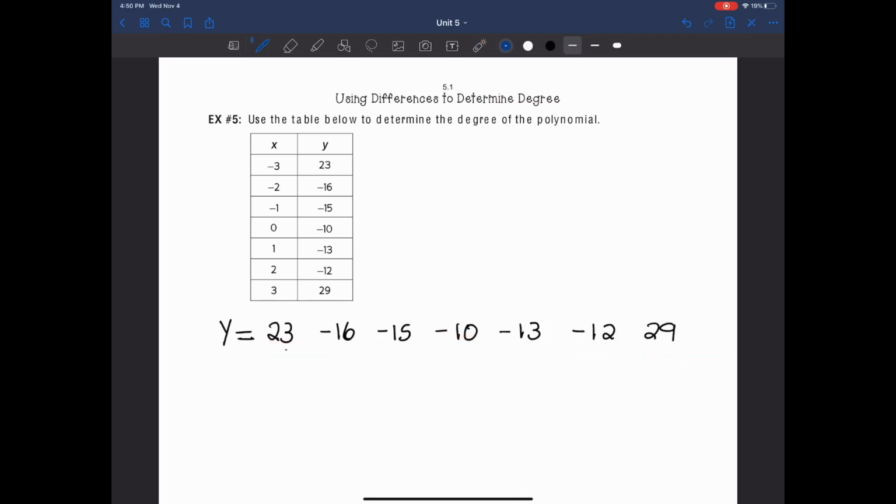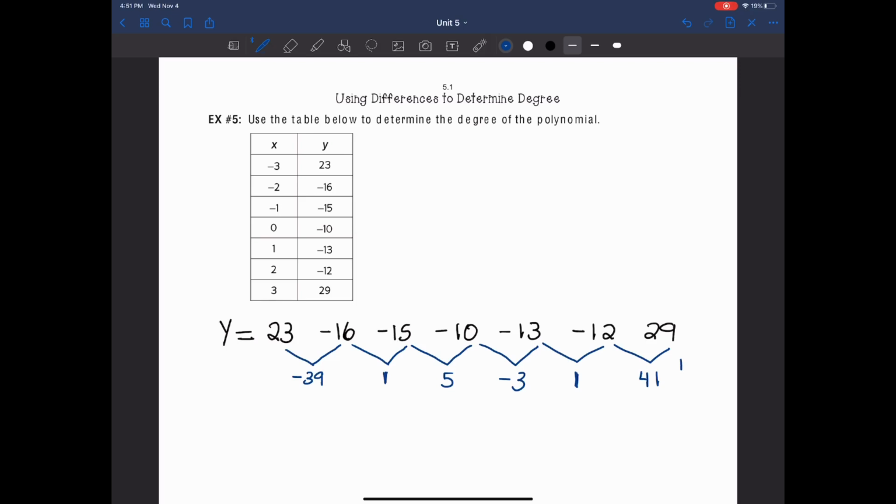Okay? So to get from 23 to -16, I have to subtract 39. To get from -16 to -15, I have to add 1. To get from -15 to -10, I have to add 5. To get from -10 to -13, I have to subtract 3. From -13 to -12, I am adding 1. To get from -12 to +29, I am adding 41. So that's how I got from one of these y values to the next y value.